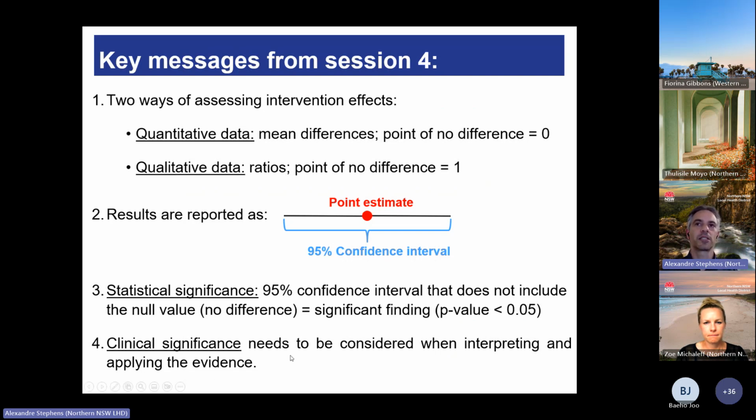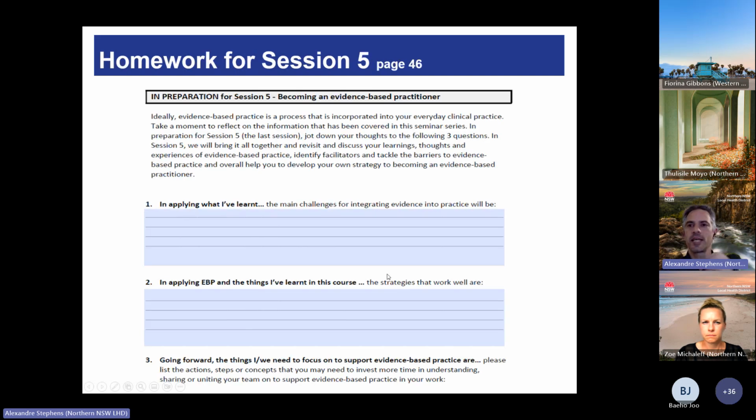Clinical significance needs to be considered when interpreting and applying the evidence. It's a little easier to do that for quantitative outcome variables, a little less intuitive for categorical variables, but it's still something important to bear in mind. So that is the end of the session.